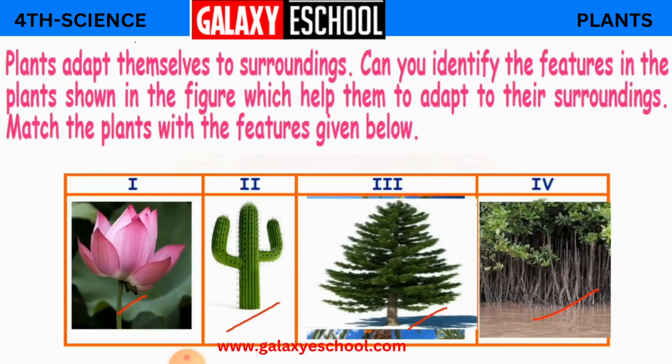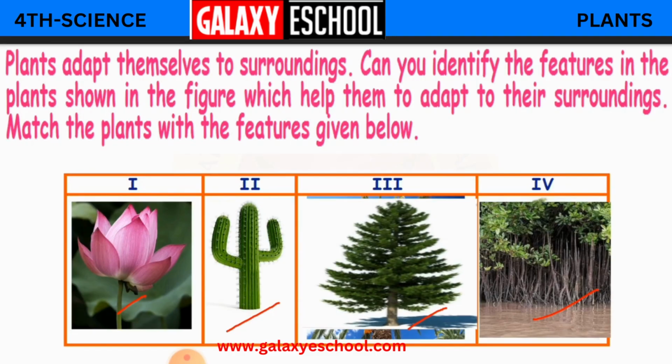Now first one, that is lotus. How is it? It has broad and wax coated leaves. So this becomes R. Okay children, this first one becomes R. Then second one, that is cactus. How is it? It has prickly spines, that is P. Okay. And a third one is like needle shaped leaves. Needle shaped leaves. So the third one is S.